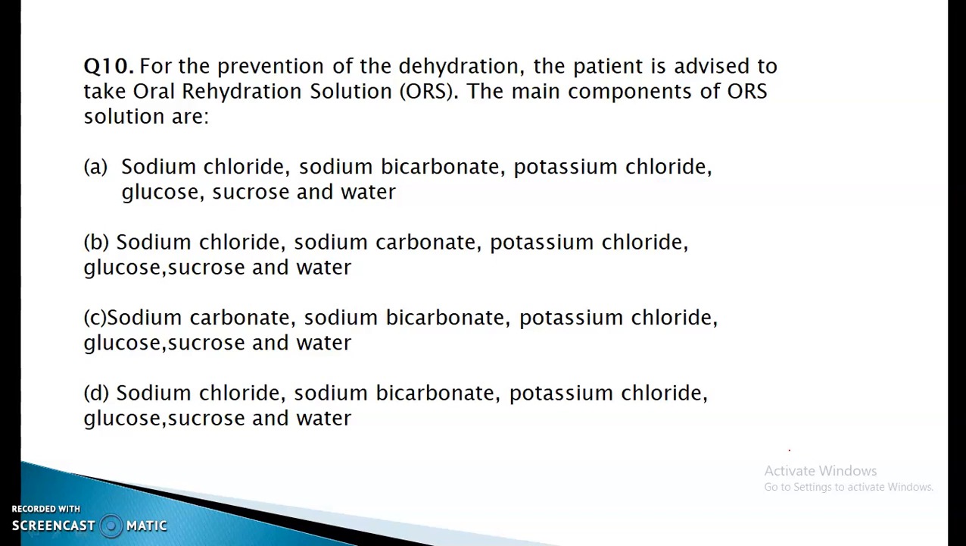B. Sodium chloride, sodium carbonate, potassium chloride, glucose, sucrose and water. C. Sodium carbonate, sodium bicarbonate, potassium chloride, glucose, sucrose and water. And D. Sodium chloride, sodium bicarbonate, potassium chloride, glucose, sucrose and water.